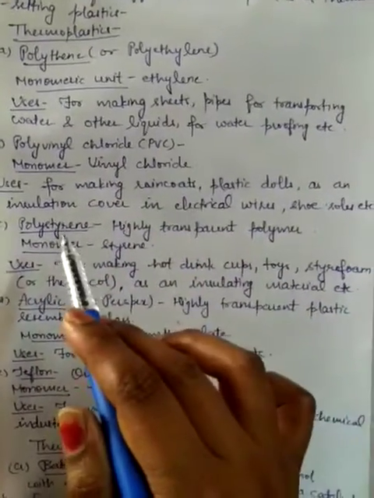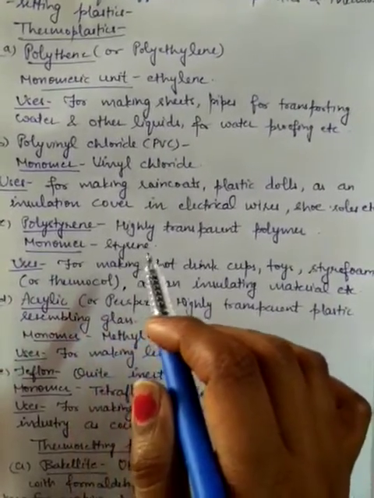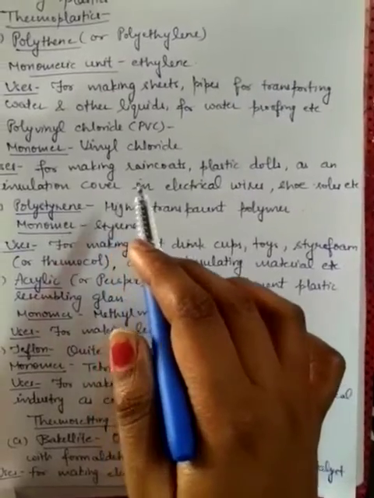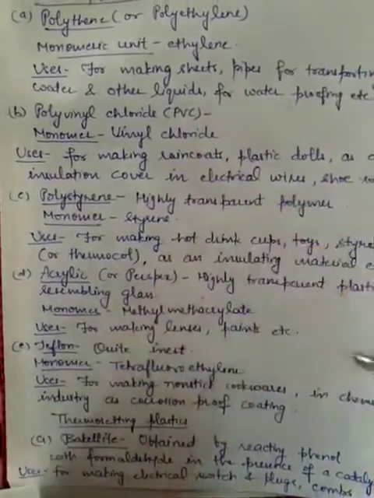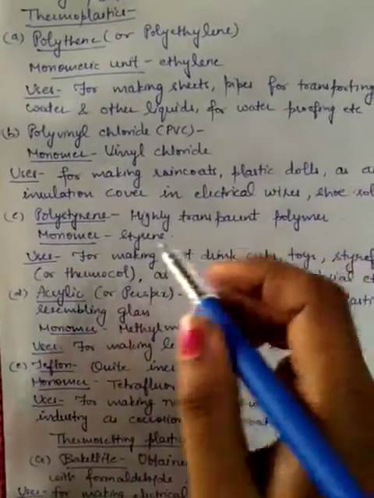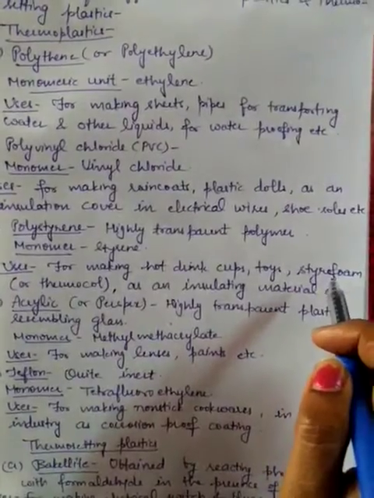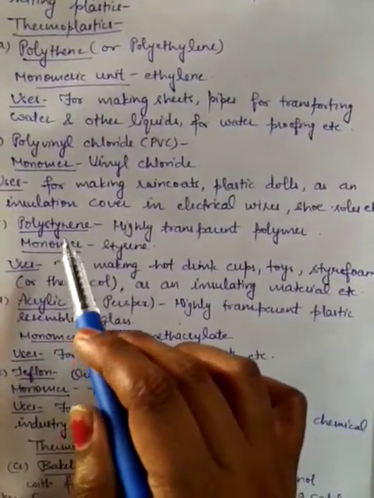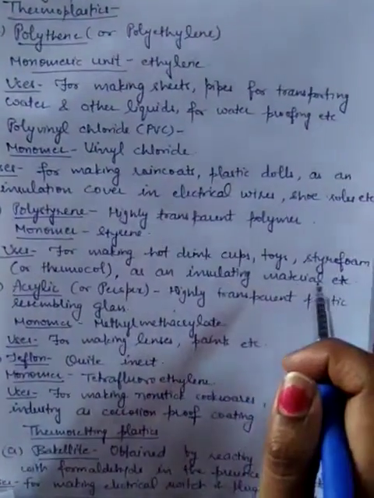Third one is polystyrene. Its monomeric unit is styrene. It is a highly transparent polymer. You can say it is even more transparent than polythene. And what are its uses? It is used for making hot drink cups, toys, and styrofoam, which is commonly known as thermocol. So you can say thermocol is made up of polystyrene, which is a thermoplastic, used as an insulating material, etc.